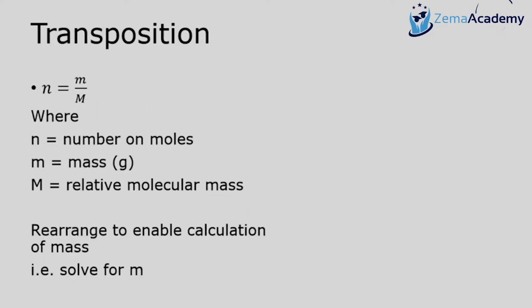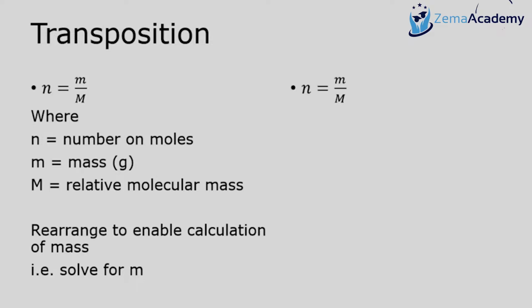So here's a simple example of transposition, which you've probably already used, and that's why I'm using it. I know you're looking at mole calculations as part of your lab work, so I'm using this as an example here. I've got the equation n equals small m over big M, where n is the number of moles, little m is the mass in grams, and big M is the relative molecular mass. So I want to rearrange to enable calculation of mass, i.e. I want to solve for little m.